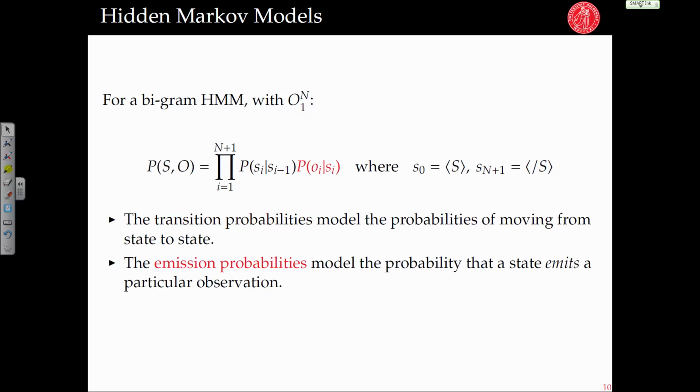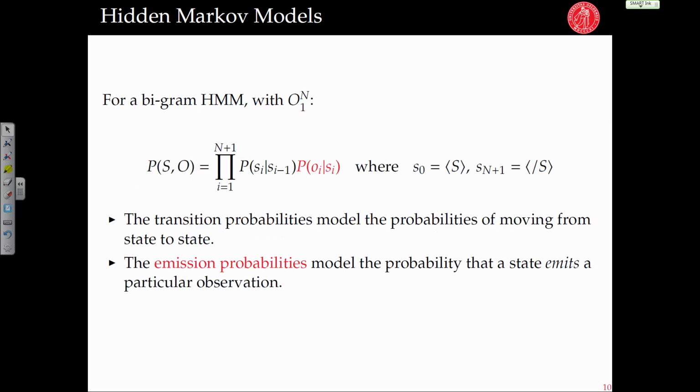And we will refer to this term here, the probability of O_i given S_i, as the emission probability, which models the probability that a given state emits a particular observation. So given a state S_i, what is the probability of an observation O_i? Again, as I said, these two sequences are aligned. So for each element within the hidden state sequence, there is a corresponding element in the observation sequence.